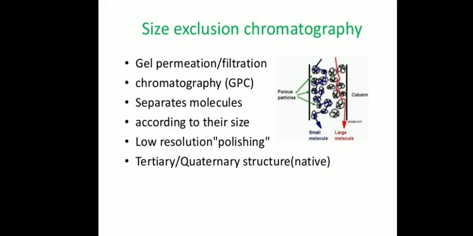Next type of chromatography is size exclusion chromatography. The name itself indicates that the separation or purification of the product is carried out depending on the size of the compound. Gel permeation or gel filtration chromatography, which is GPC, is generally used, and products are separated depending upon their size, with low resolution, depending on the tertiary or quaternary structure of the particles.